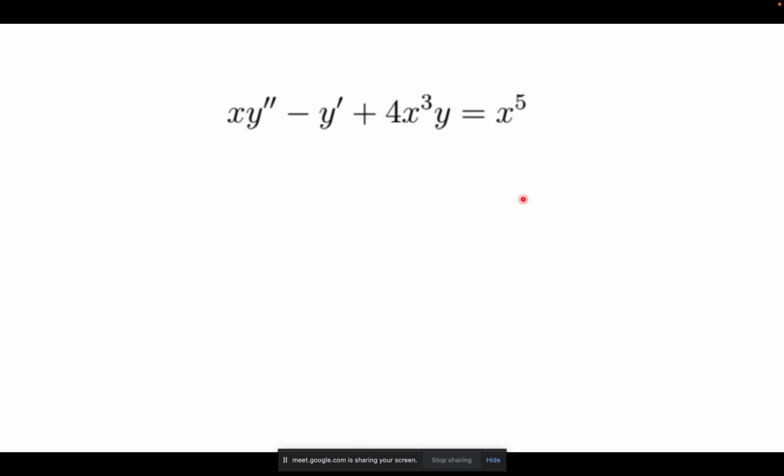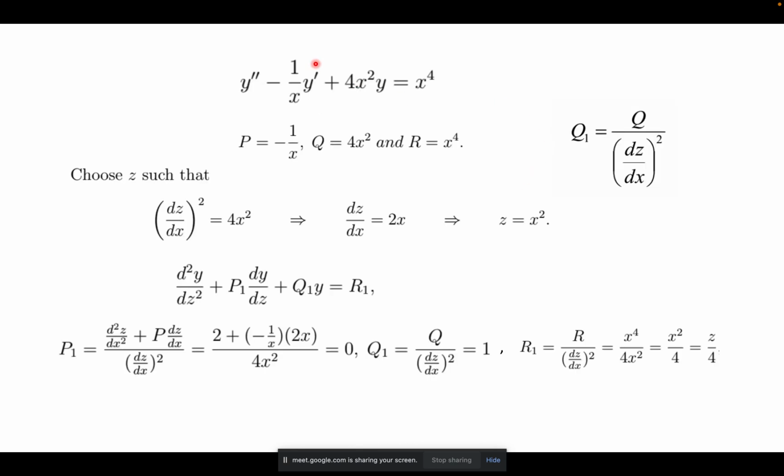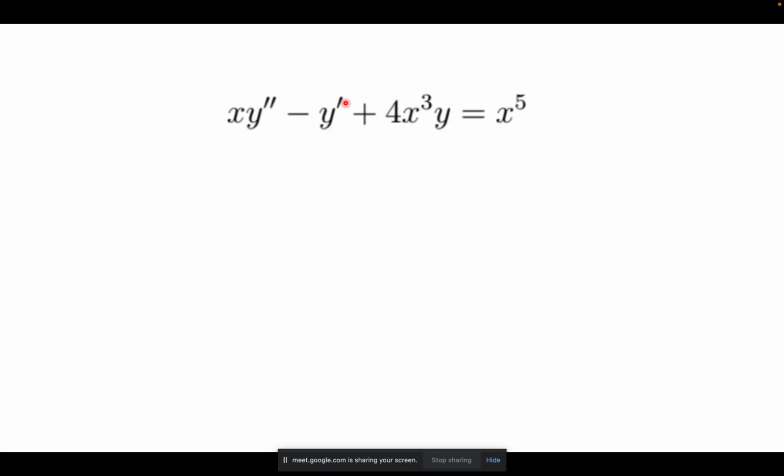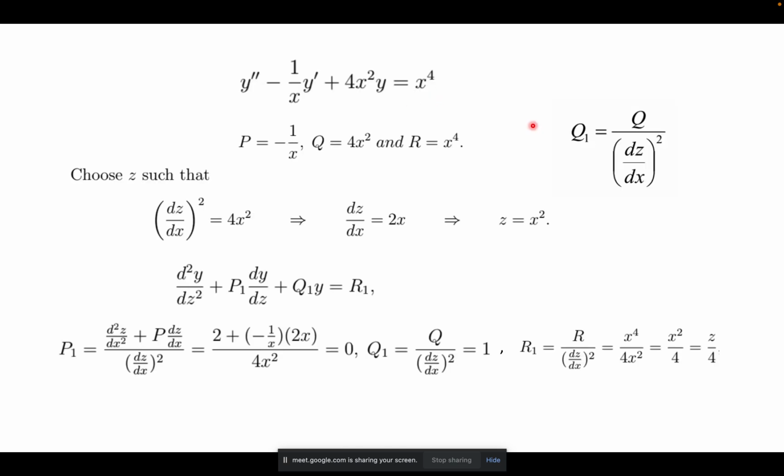So in the method of change of independent variable, you replace your x by some z, right? First you rewrite your equation in this form: y double dash minus y dash upon x plus 4x square times y is equal to x power 4, right? From here you can extract the values of p, q, and r. The value of p will be minus 1 by x, the value of q will be 4x square, and the value of r will be x power 4.